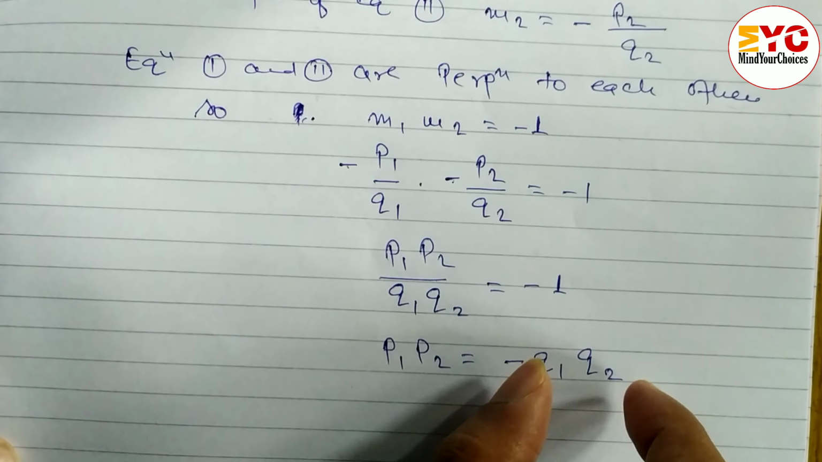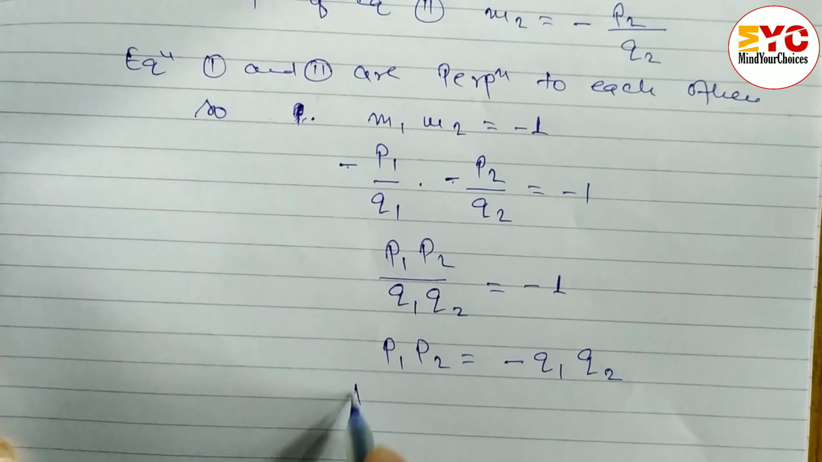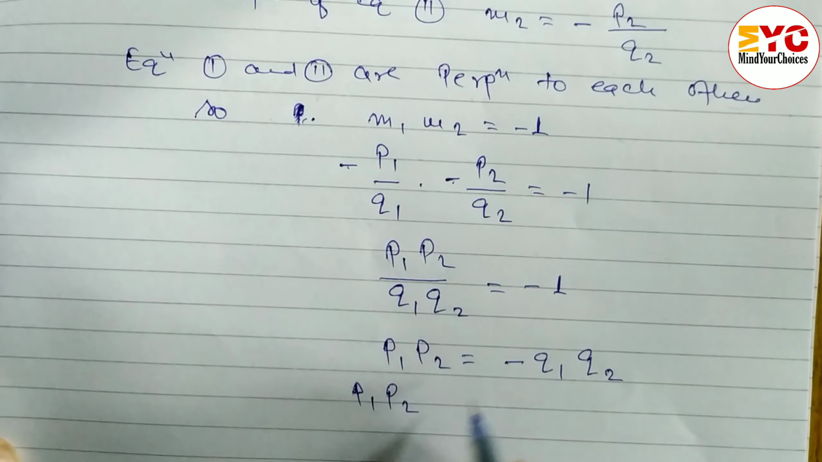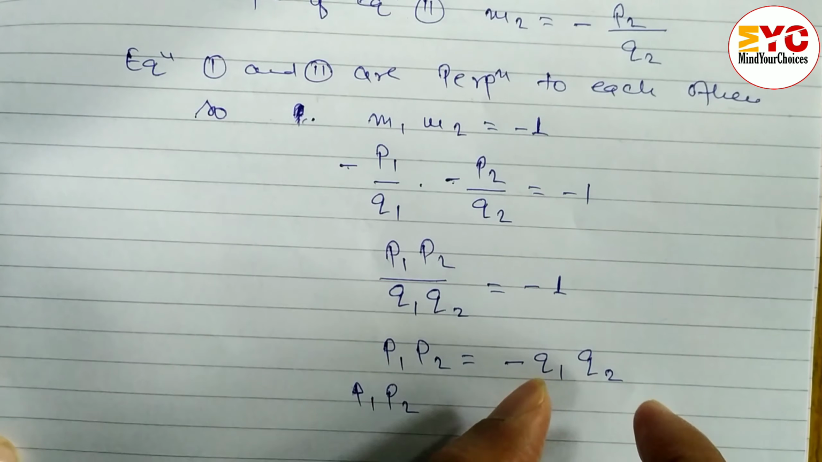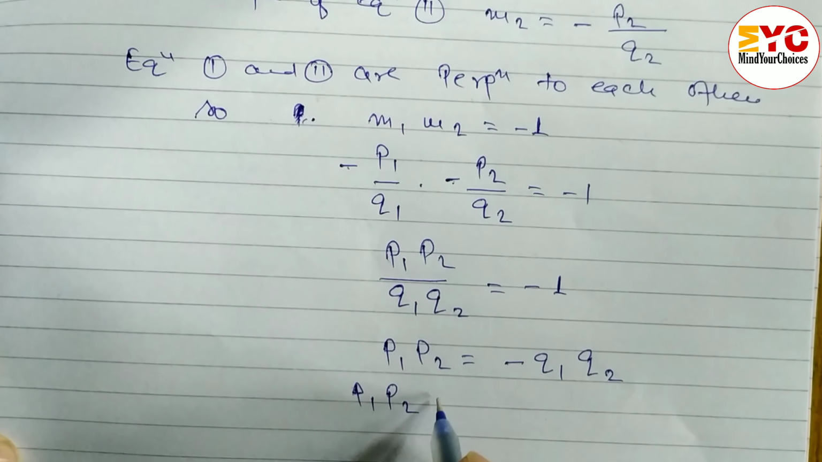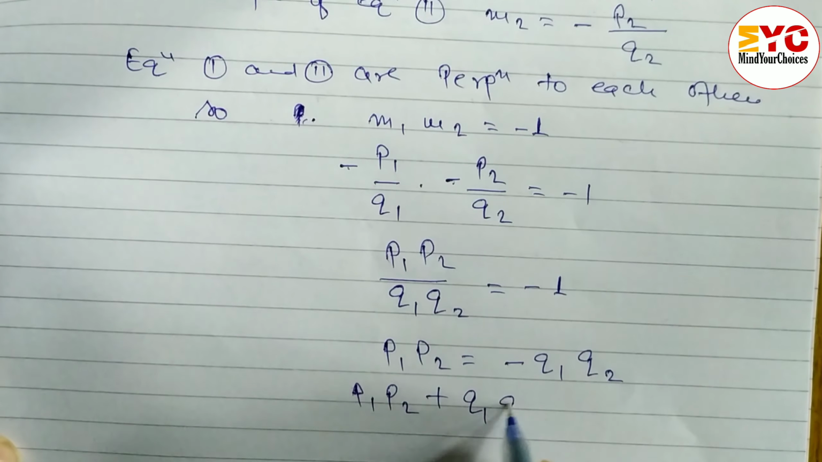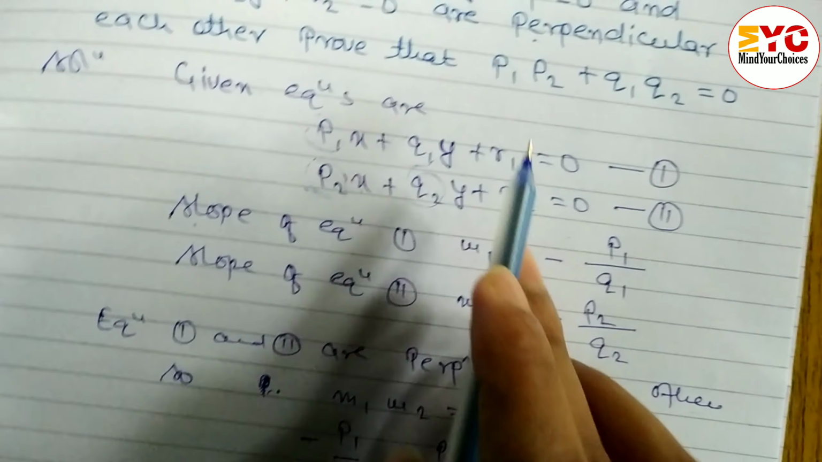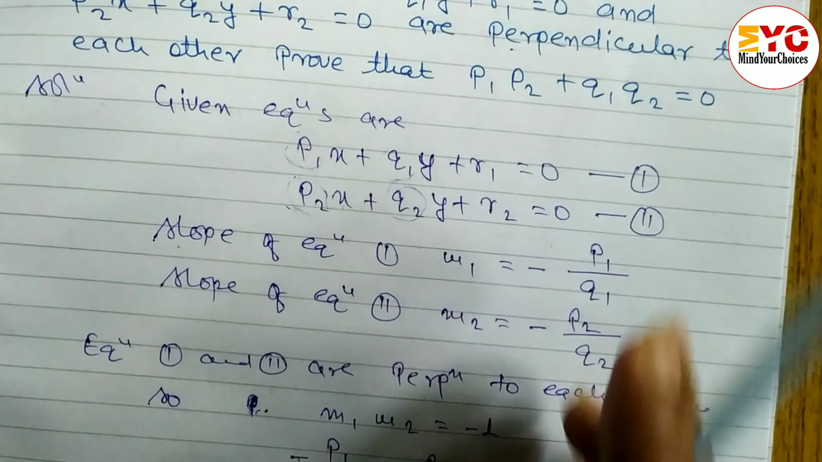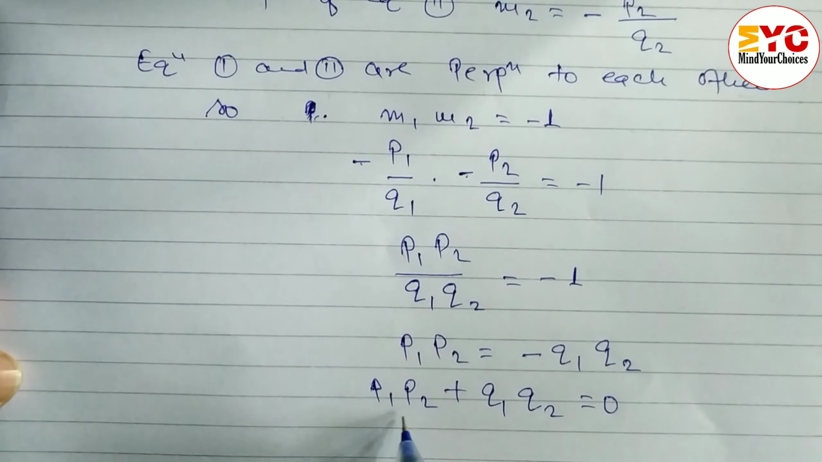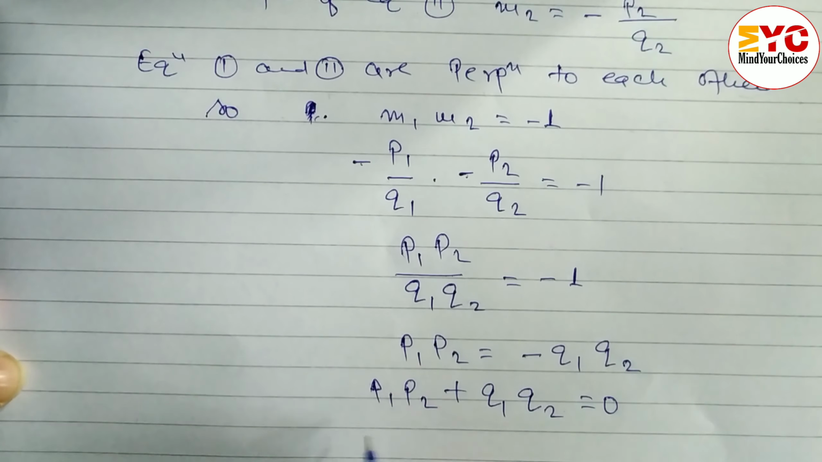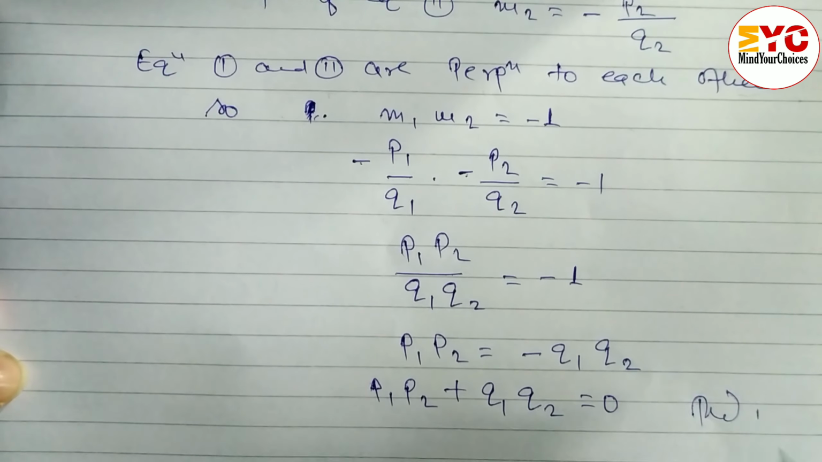Now we have to take this to the left side and we can write P1 P2. Here it is minus, we have to change the sign when we take a term from one position to another position, so we can write here plus Q1 Q2 is equal to 0. We have to prove P1 P2 plus Q1 Q2 is equal to 0, and we got here P1 P2 plus Q1 Q2 is equal to 0, and at last we write down proved.